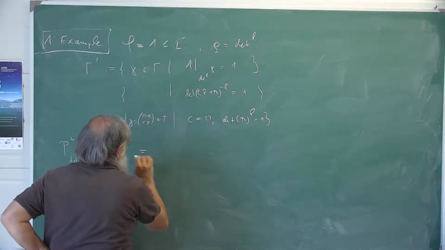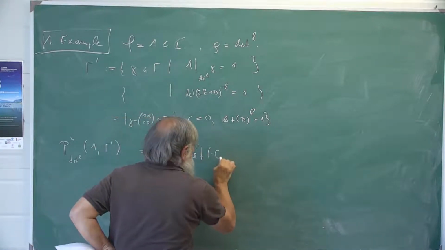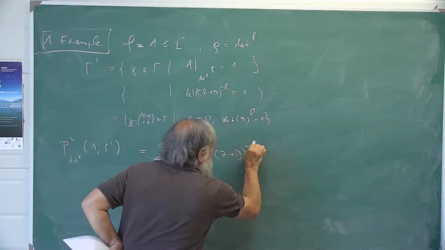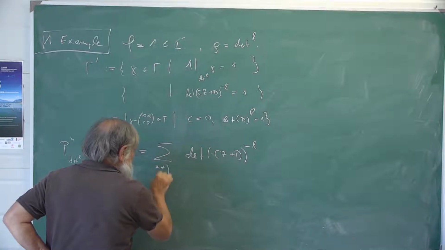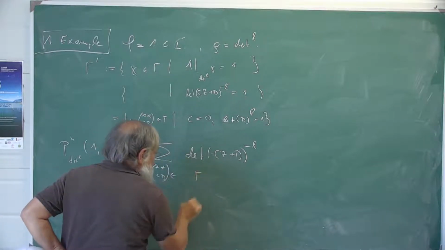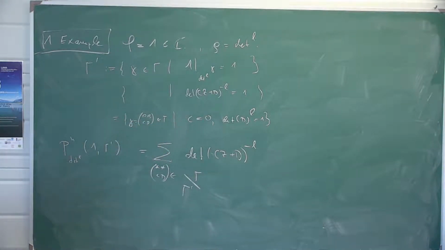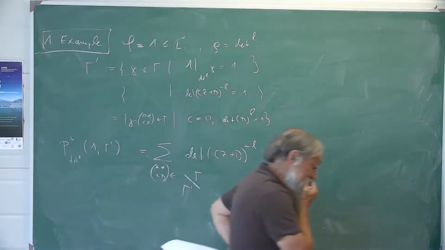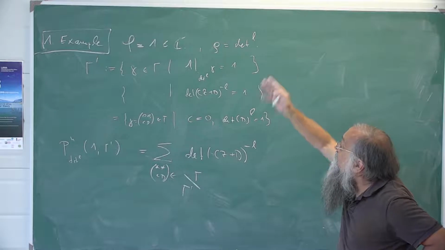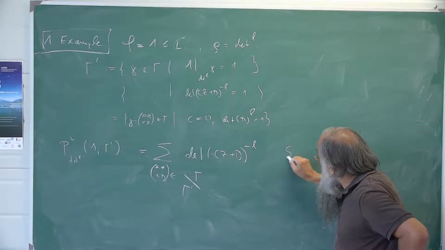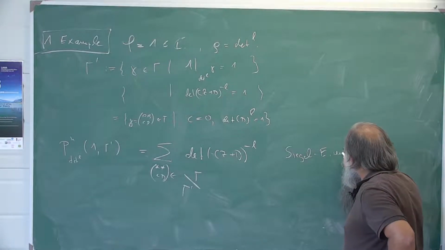And gamma prime, this is just the sum of the determinant of Cz plus d to the minus L, where Cd is in our gamma modulo gamma prime. And this is something that was at the beginning of the whole theory of Siegel modular forms. This is the Siegel-Eisenstein series.